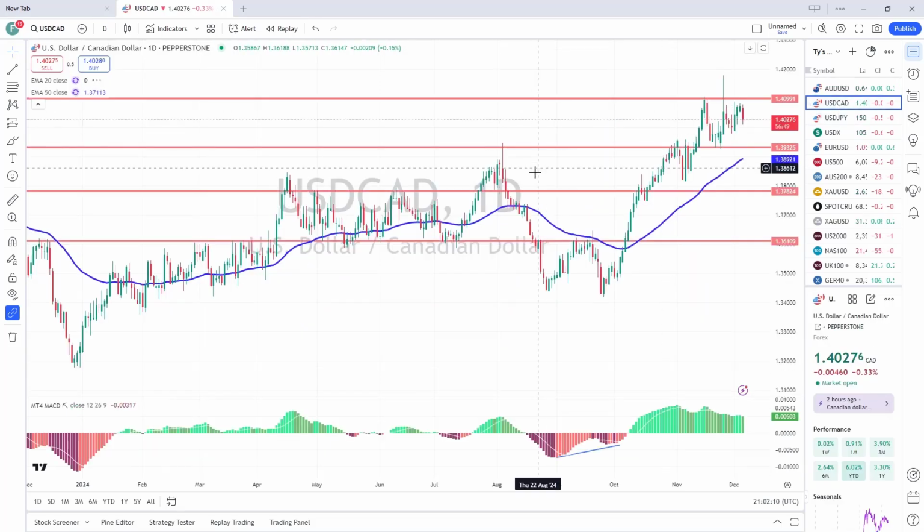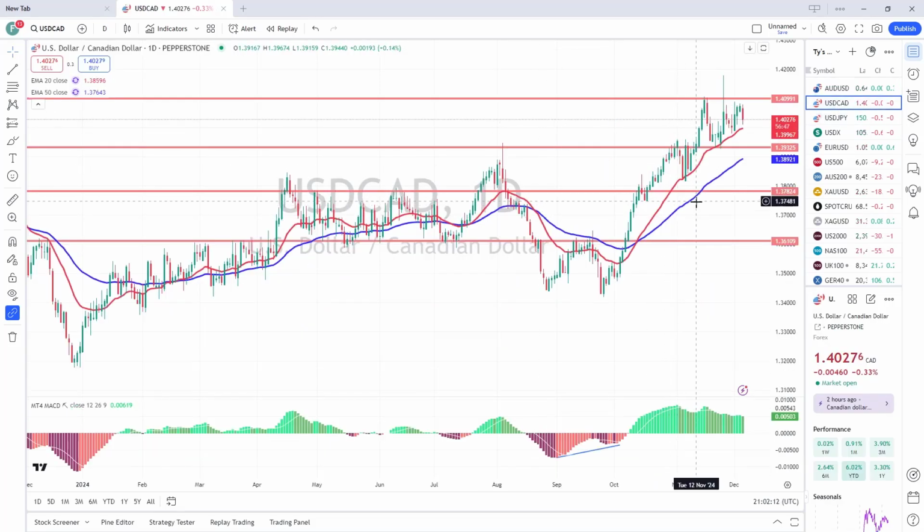All right, US dollar CAD. Look, another one that has been behaving itself lately in terms of trending nicely. We can see that we hit basically 140.80 again. Didn't quite reach the 141, but the 140.80 was there for about 3 days, and then it sold off close to the 20 moving average.